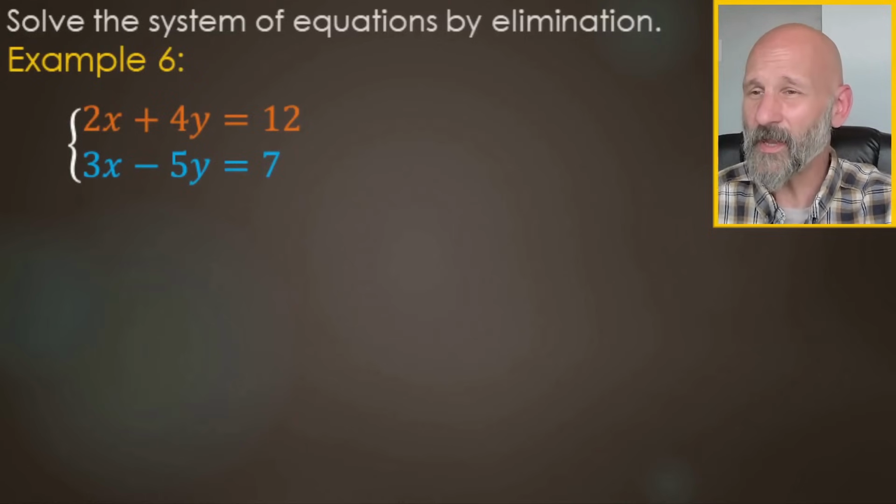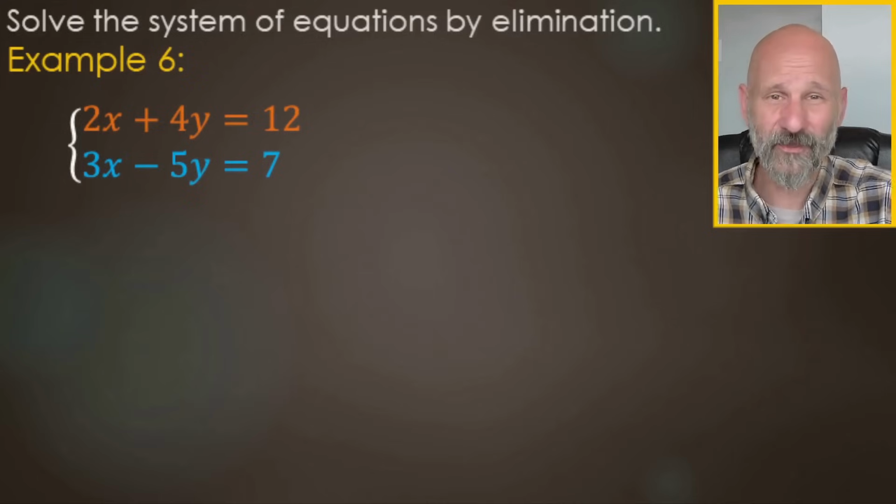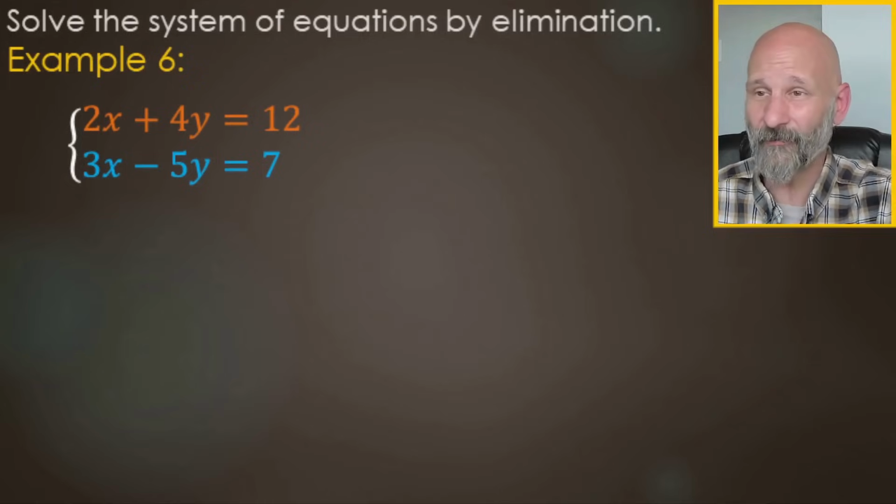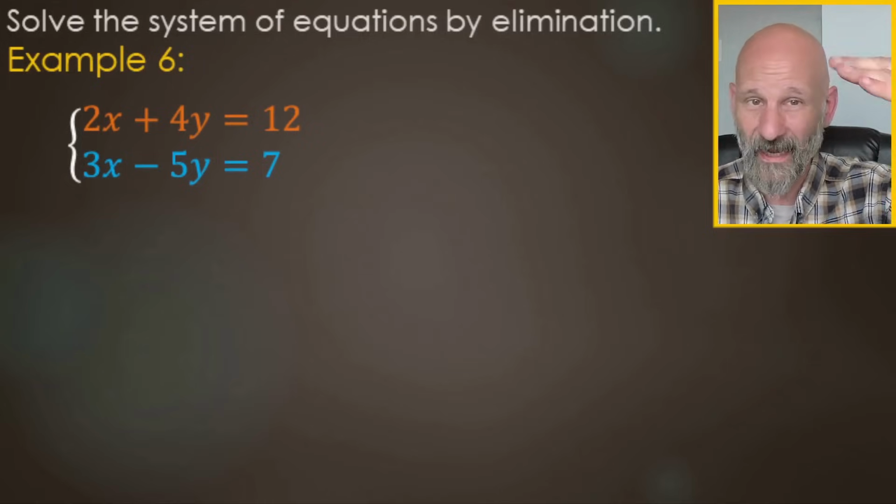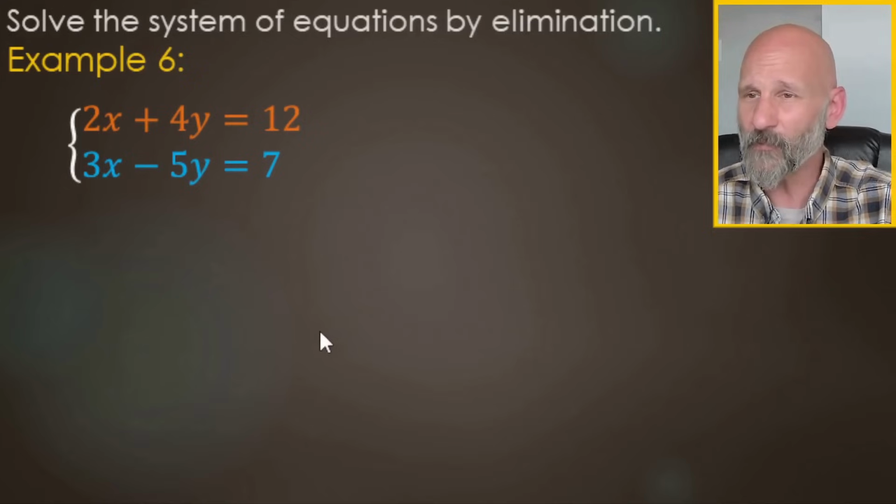So with this system here, we've got 2x + 4y = 12, and then 3x - 5y = 7. If we add straight down, we don't eliminate either variable because I don't have any opposites. I don't have a 2 and a -2 or a -5 and a +5. Okay, we don't have that.